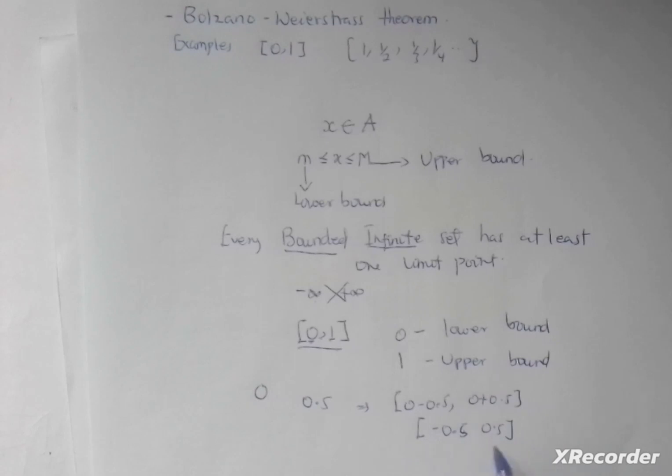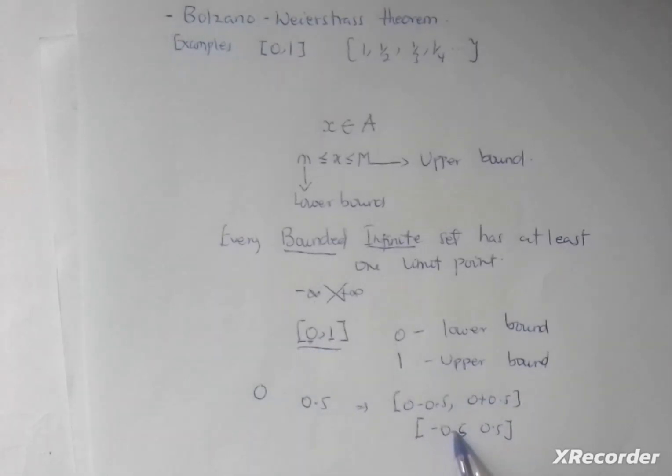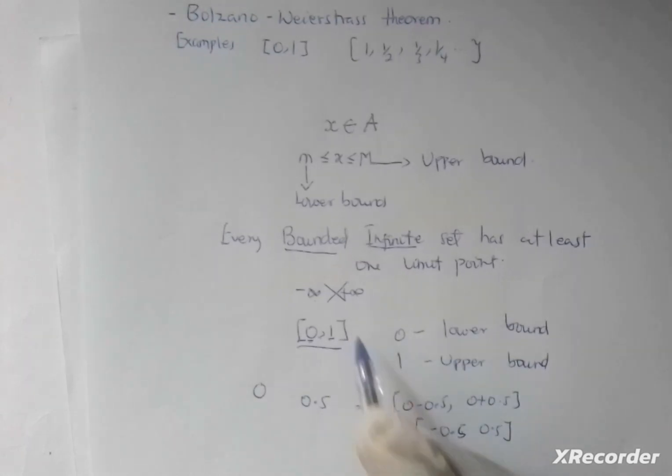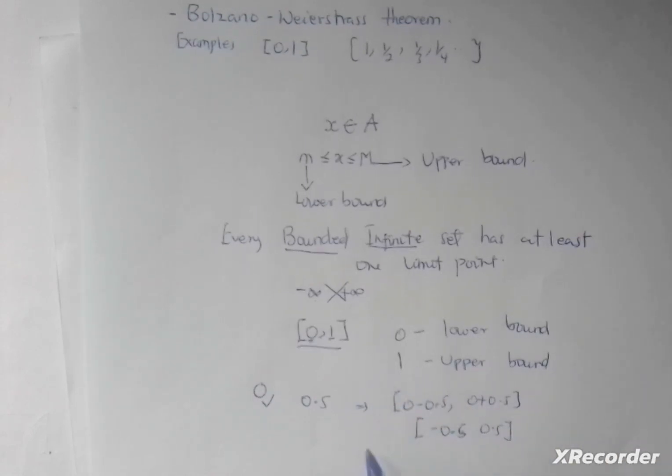So in this interval, which is the neighborhood, we should get members of this set within. In this set, we have 0 to 1. Here is negative 0.5 to 0.5. Surely, members of this set will fall here. Therefore, 0 is said to be a limit point. Hence, the Bolzano-Weierstrass theorem holds and is true.